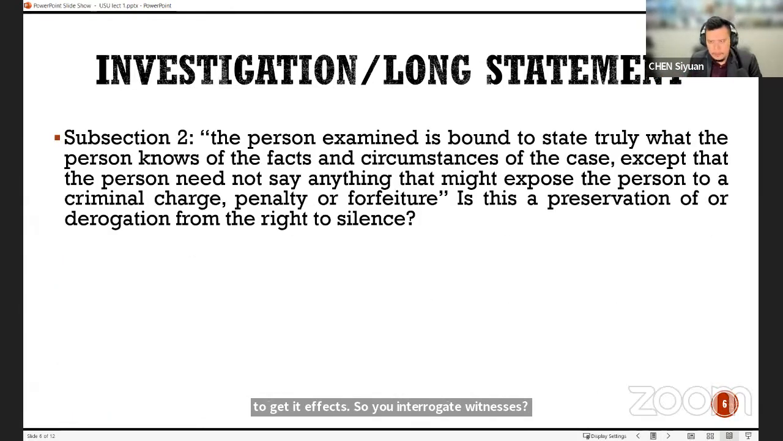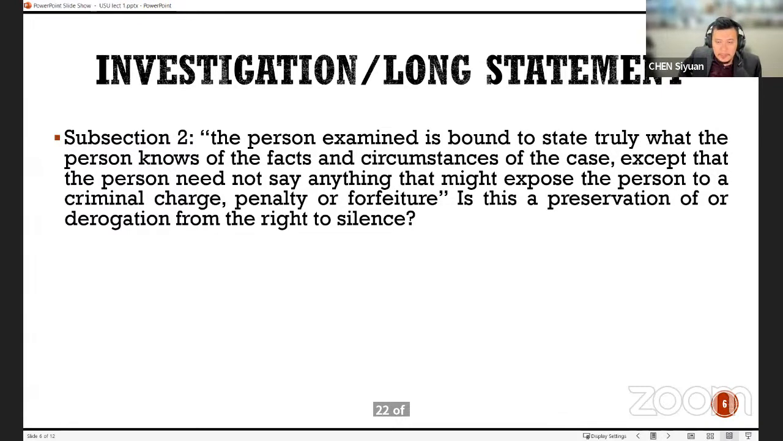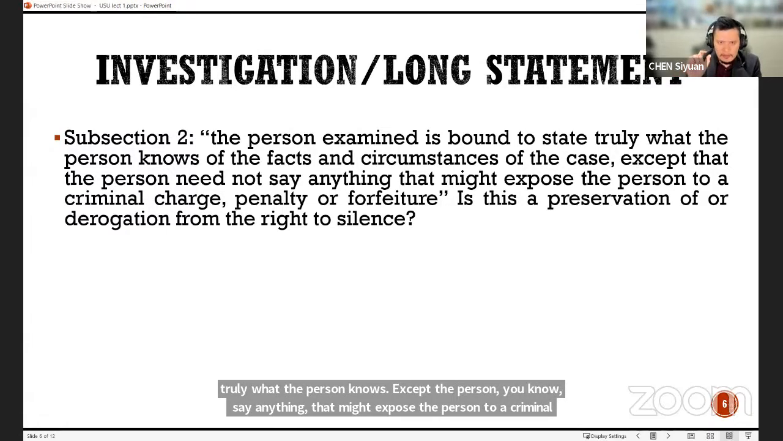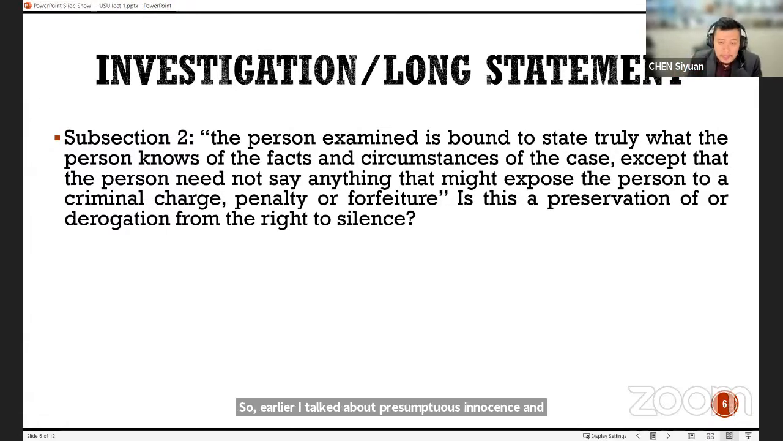But what's interesting about the investigation statement is that under subsection 2 of section 22 of the Criminal Procedure Code, I'll read it out. The person examined is bound to state truly what the person knows, except the person did not say anything that might expose the person to a criminal charge. So earlier I talked about presumption of innocence and the right to silence in Singapore and how that is conceptualized a little differently. And the part that's a bit different is the first half. The person examined is bound to state truly what he or she knows of the facts and circumstances of the case.